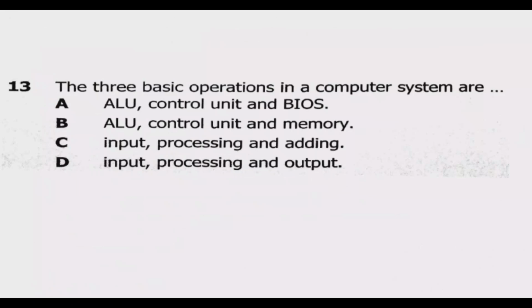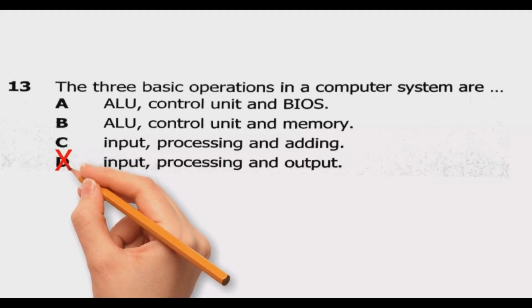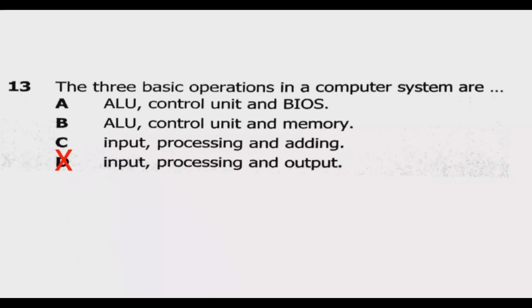Question 13 is as follows. The three basic operations in a computer system are A. ALU, control unit and BIOS. B. ALU, control units and memory. C. Input, process and adding. D. Input, process and output. The correct answer is D, which is input, process and output.